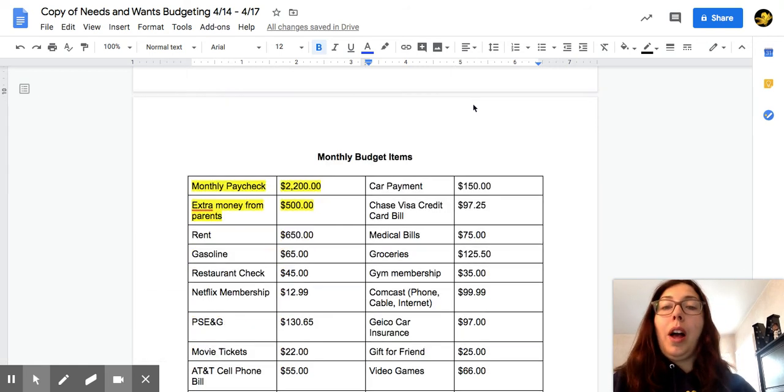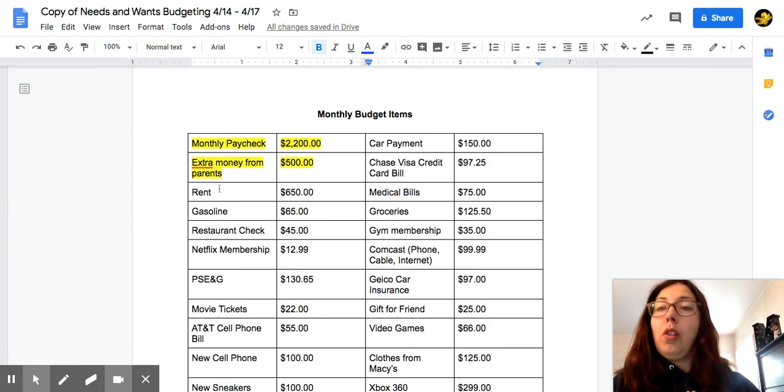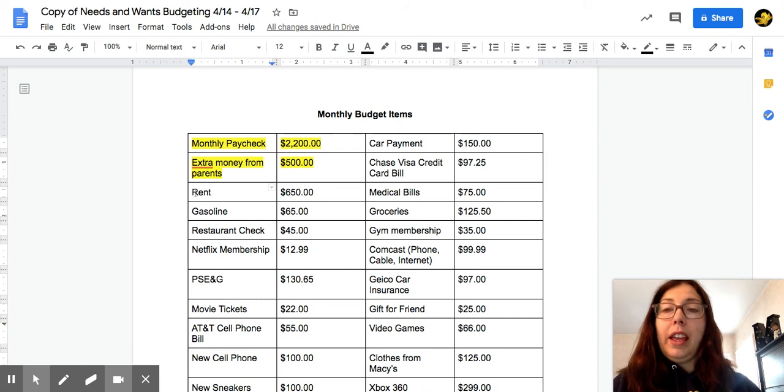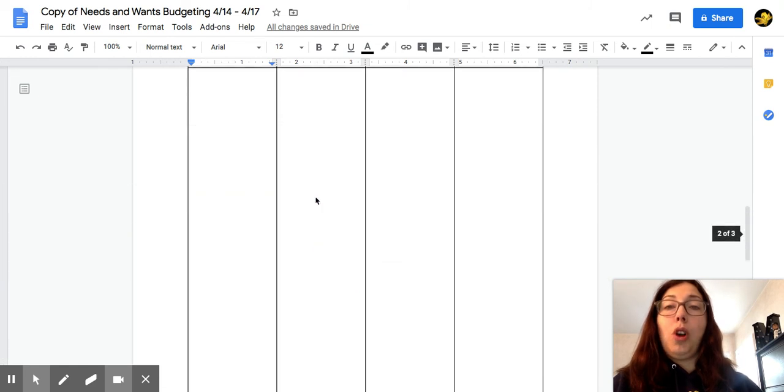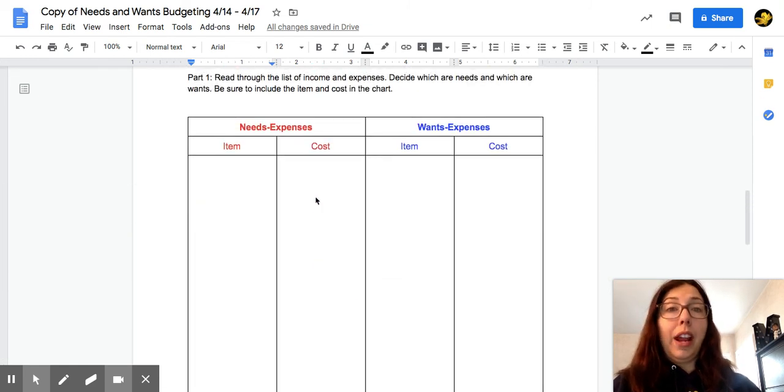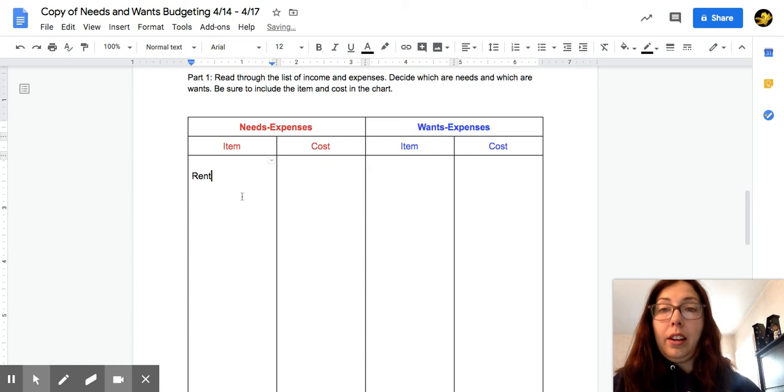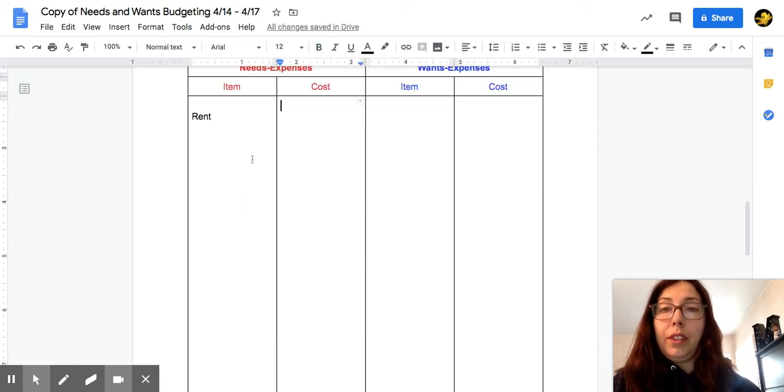Okay, I'm going to just go through and do the first one. Rent. Is rent a need or a want? Think about that for a minute. We've talked about needs and wants, and we know that having a place to live is important, so you need to put that in the needs column. What you would do is write rent, tab over, and write the cost.